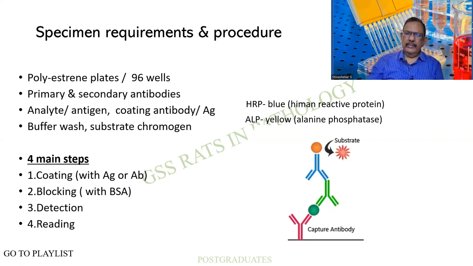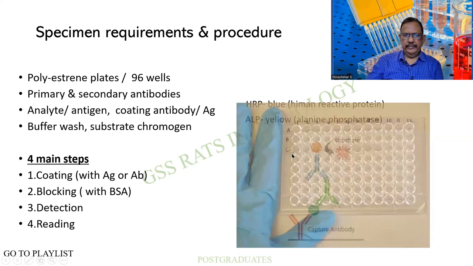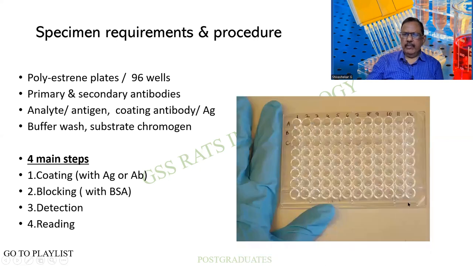So this is one. There are two things that we will have to remember. One is horseradish peroxidase, and another is alkaline phosphatase. We look at this one, a number of wells, 12 into 12, maybe 144, or 12 into 8 can be leading to 96. 96 wells are over here.